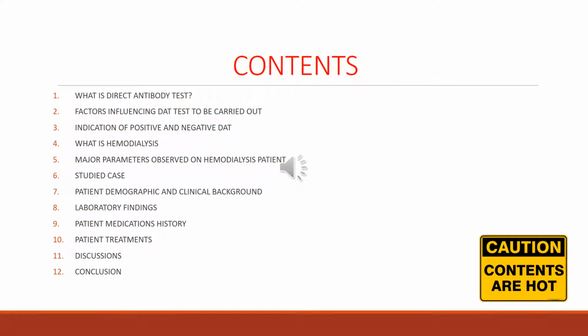Okay, so firstly this will be my contents, which is what is direct antibody test, factors influencing DAT test to be carried out, indication of positive and negative DAT, what is hemodialysis, major parameters observed on hemodialysis patient, studied case, patient demographic and clinical background, laboratory findings, patient medications history, patient treatments, discussions, and conclusions.